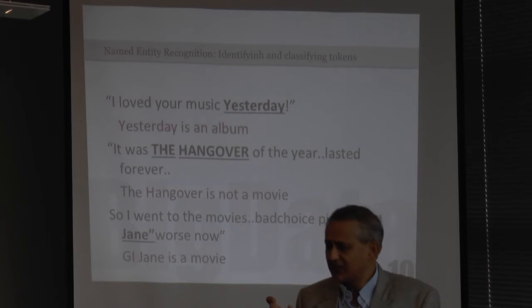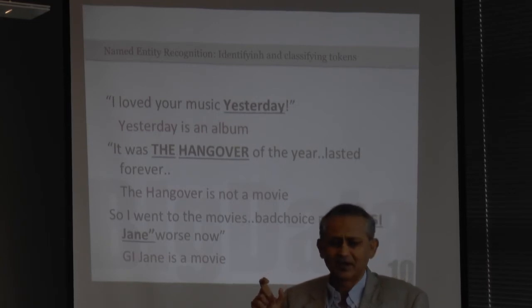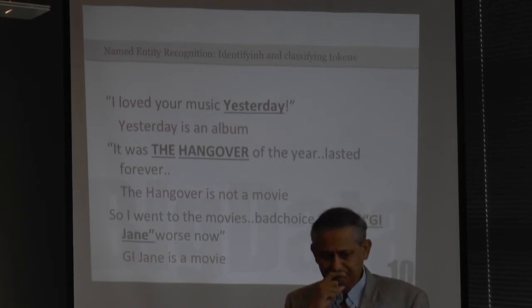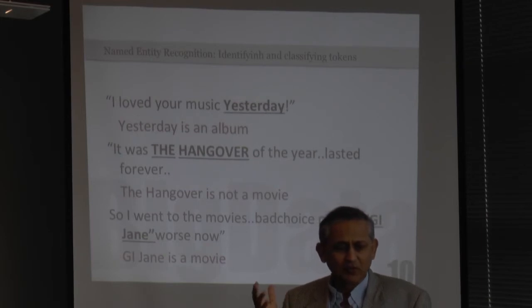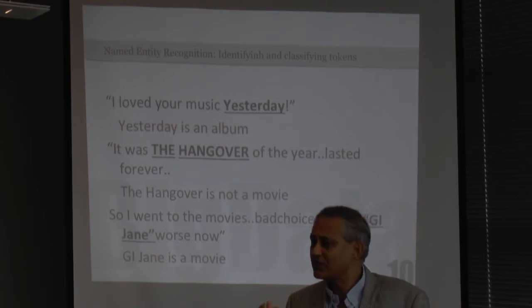One key thing is named entity recognition. Is this talking about a person, location, event, things of that nature, right? And it's a named entity. So, album name: "I loved your music yesterday." And in this case, it so happens that the poster means Yesterday is the album. Okay, how do you understand that?